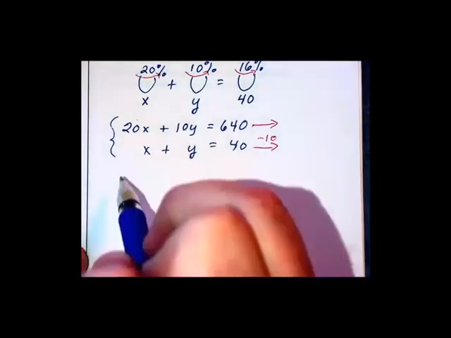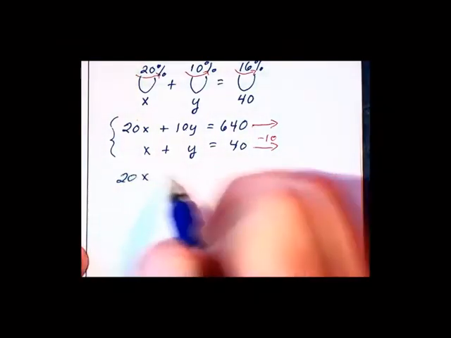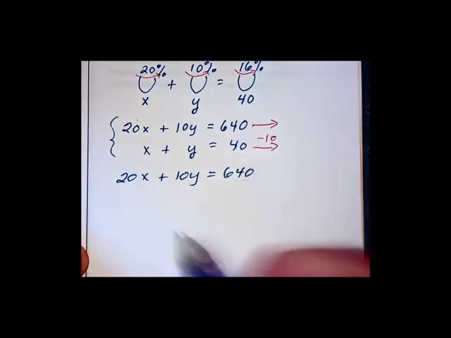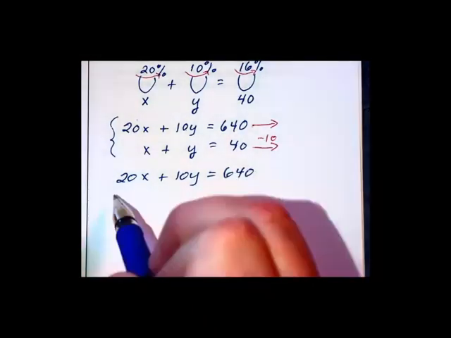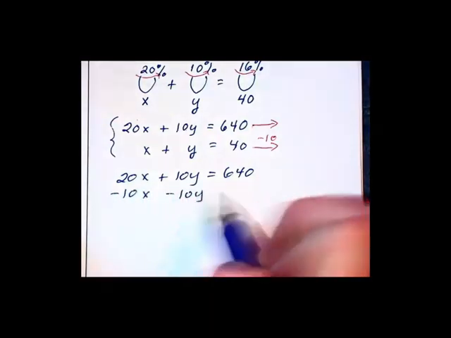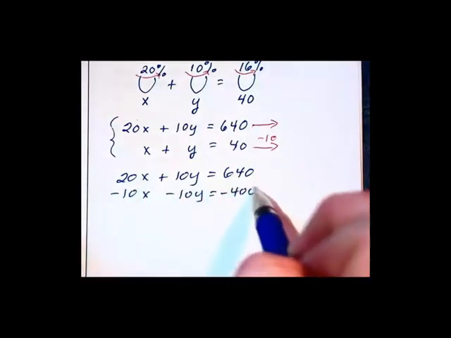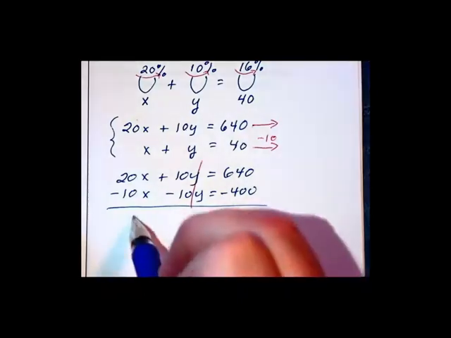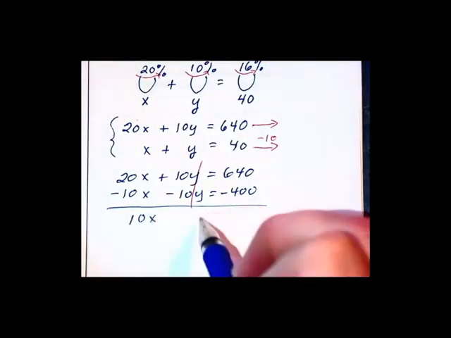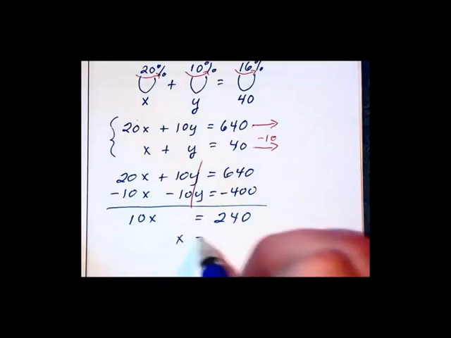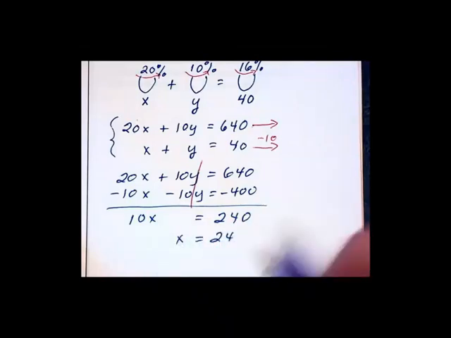So I'm going to rewrite my top equation, 20x plus 10y equals 640. And multiplying that second equation through by negative 10 gives us negative 10x minus 10y equals negative 400. We designed this problem so that the y's would cancel each other out, and so adding down we've got 10x equals 240, and dividing each side by 10 tells us x is equal to 24.